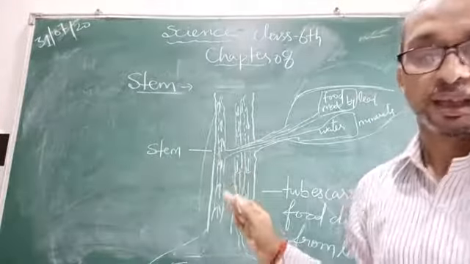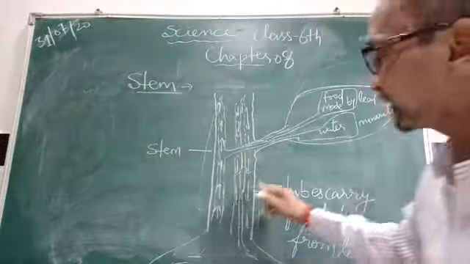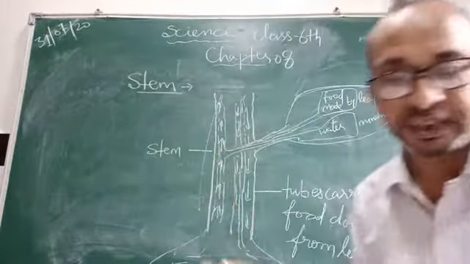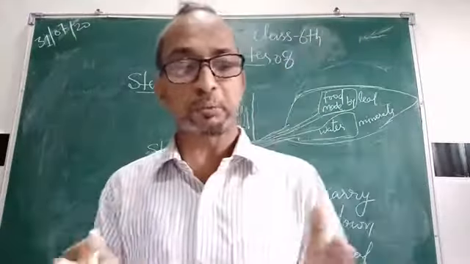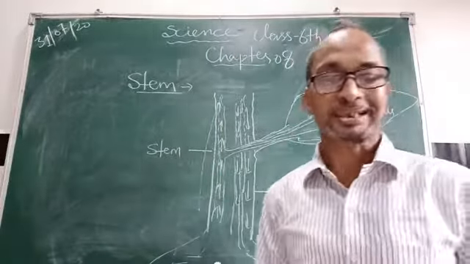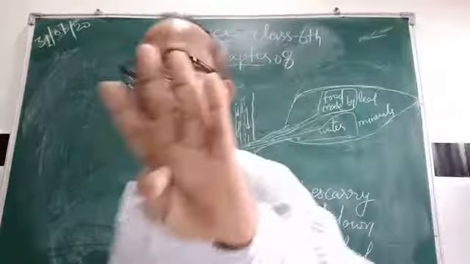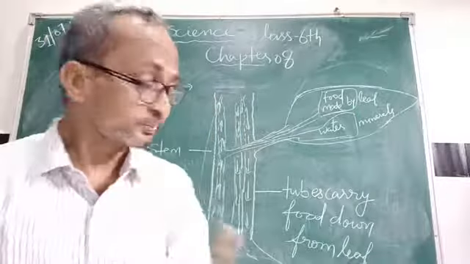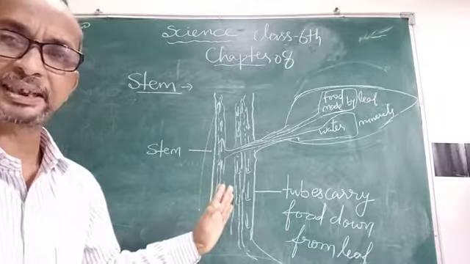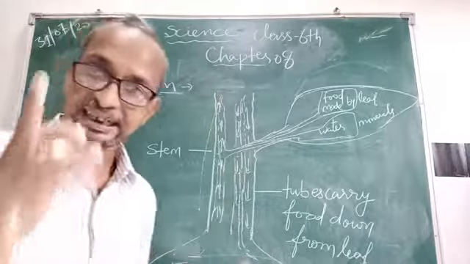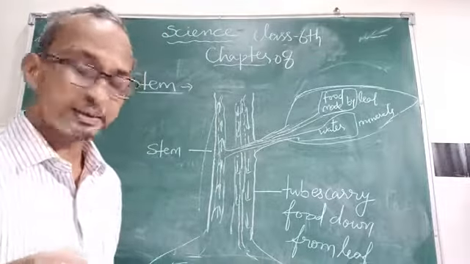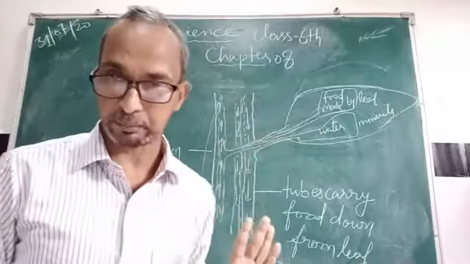Third, these stems carry the food prepared in the leaves to the other parts of the tree. And next, the stem holds the leaves in such a way that the leaves are able to get plenty of sunlight for preparing food by photosynthesis. There are four functions of the stems. First, what is the work of stems? Stems of the trees hold them upright. Second, these stems carry water and minerals from the soil to the other parts of the plants.